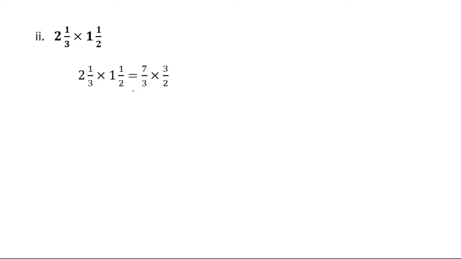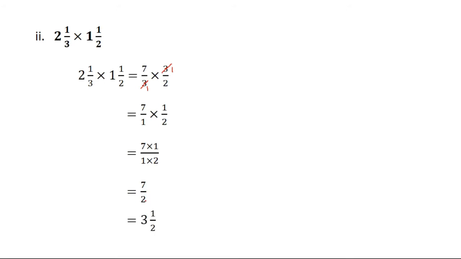Now we check if there are common factors on the numerator and denominator. We can see from here that we have 3 here. 3 can cancel itself 1. 3 can also cancel here 1. Now 2 and 7 can't cancel each other out, so they must be left like that. So we now have 7 divided by 1 times 3 has cancelled itself to 1, so 1 over 2. So we have 7 times 1, which is 7. Then 1 times 2, which is 2. So we see our answer here is 7 over 2.